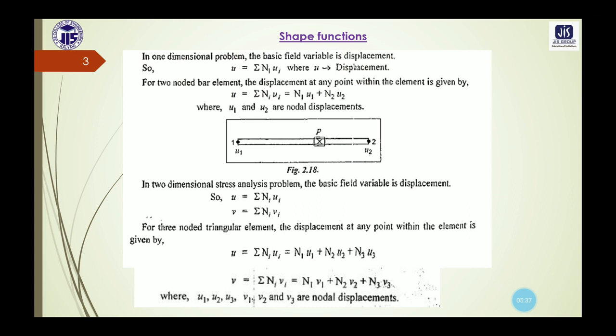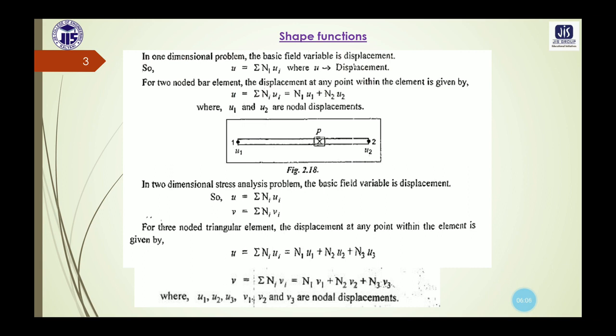Now in this diagram, figure 2.18, we can see that a bar element is considered, and at its ends, two different displacements, that is u1 and u2, are considered. So in such cases, that is a two-noded bar element, the displacement can be mathematically represented as u equals N1 u1 plus N2 u2. u1 and u2 are the nodal displacements.